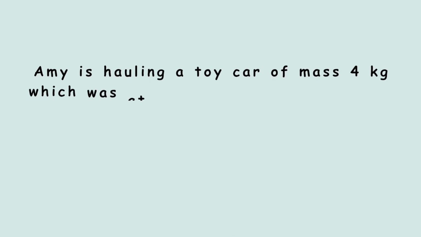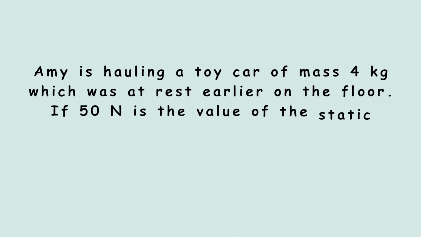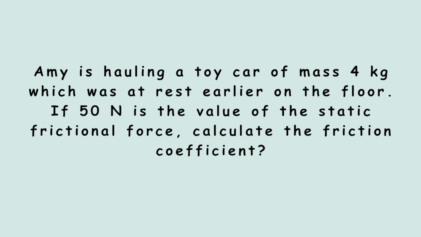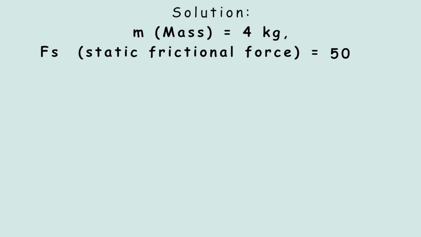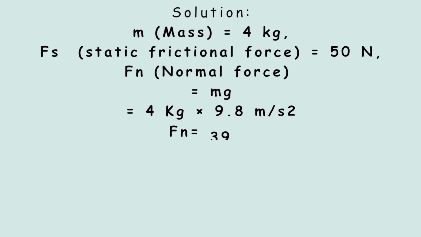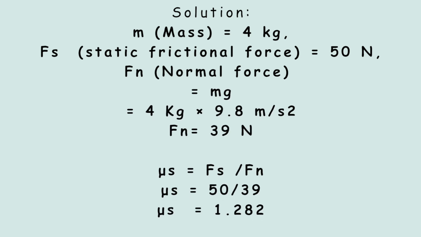Now we solve one problem on this. Here also we take the data given: mass and the frictional force, 50 Newton. Here we need to calculate the coefficient of friction, a constant value. So first write down the formula, data, and substitute the values. First we calculate the normal force, N is equal to mg, 39 Newton, and write the formula F is equal to mu into mg. Here rearrange the equation and we will get the answer.